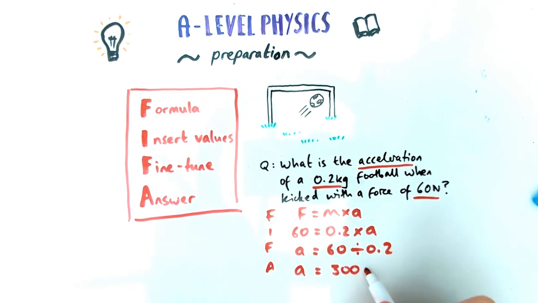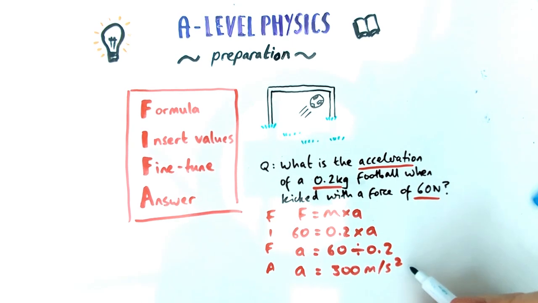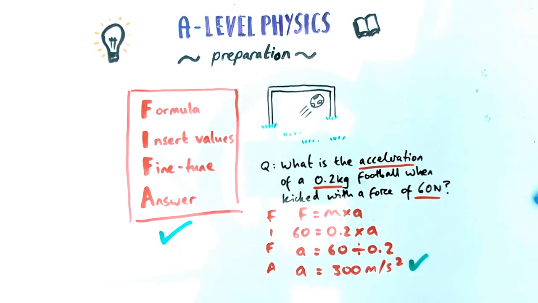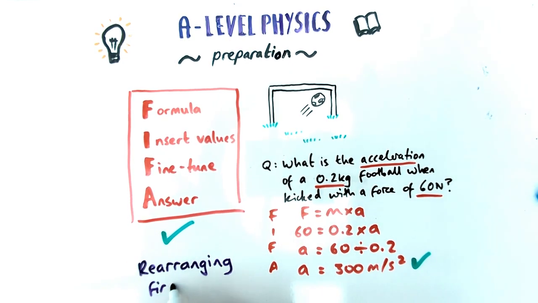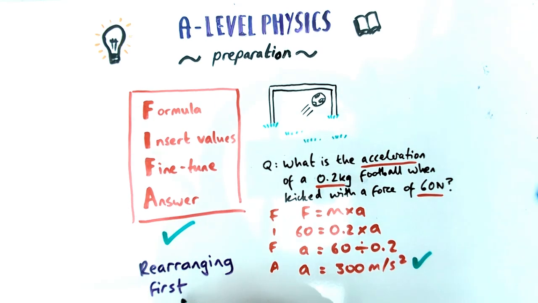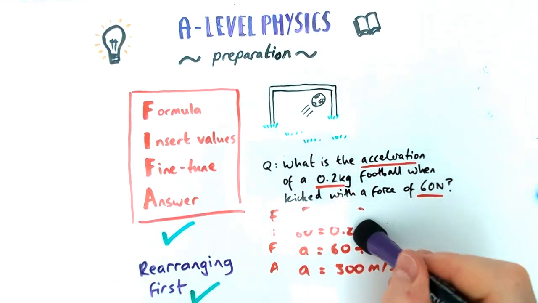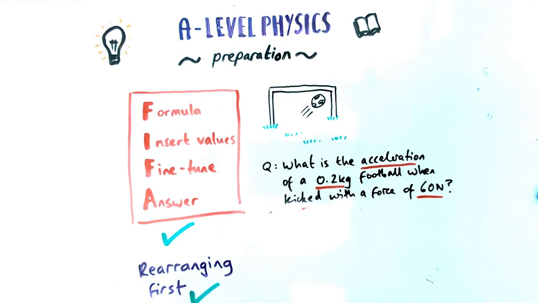Now, this is absolutely fine, a perfectly valid way of finding out an answer. However, is this going to be fine at A level? Well, yes, but you also need to be able to rearrange the equation. Now, by rearranging, what I mean is, before you put the numbers in, can you rearrange the letters to figure out what the subject is going to be? So in this case, the subject of the equation needs to be a, acceleration.